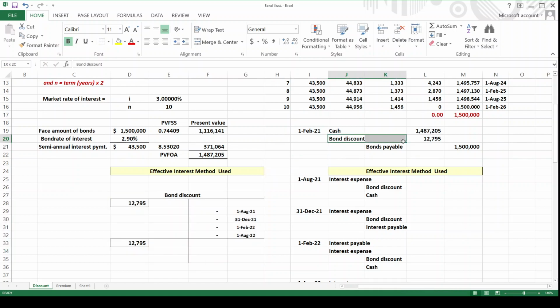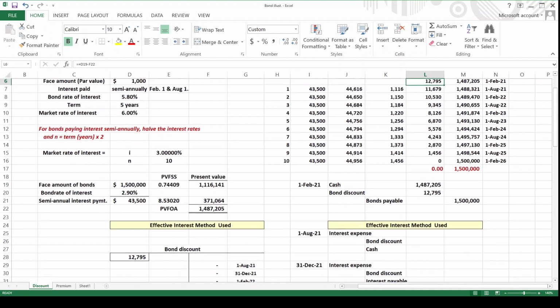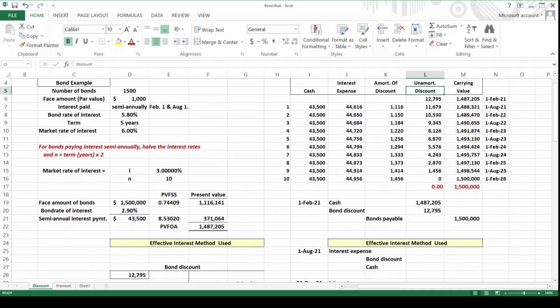This 12,795 we want to disappear over 5 years. We're going to amortize it, and let's go to the first semi-annual interest payment. All right, so what is the interest expense? Well, that's what this chart is all about, right? The interest expense is the carrying value times the market or effective rate. So I'm just going to pull this number down here, 44,616.